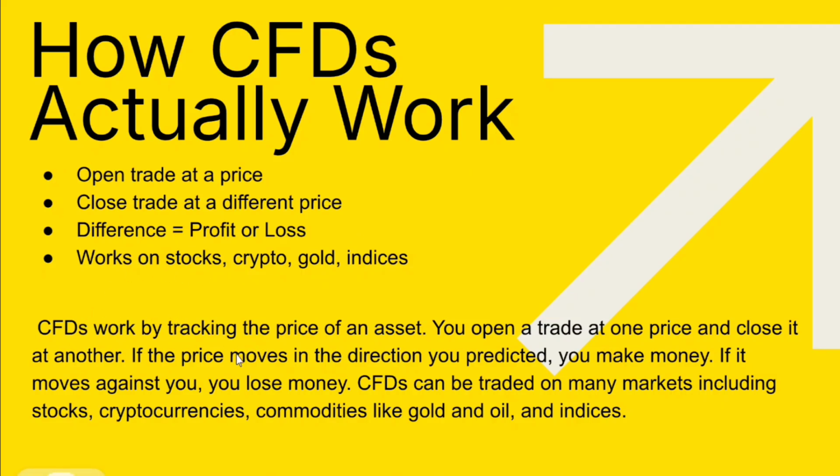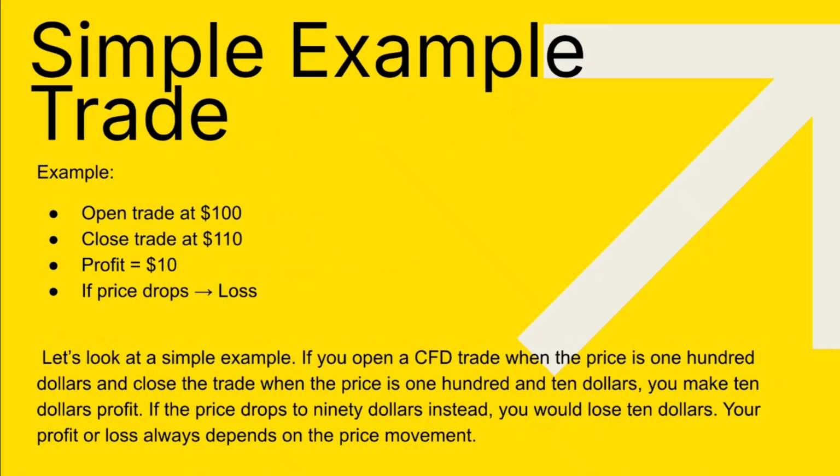CFDs simply work by tracking the price of an asset. You open a trade at one price and close it at another. If the price moves in the direction you predicted, you're going to make money. And if it moves against you, in a different direction to the one you thought it was going to go in, you'll often lose money. CFDs can be traded on many markets, like I say, including stocks, cryptocurrencies, and commodities like gold and oil, and indices.